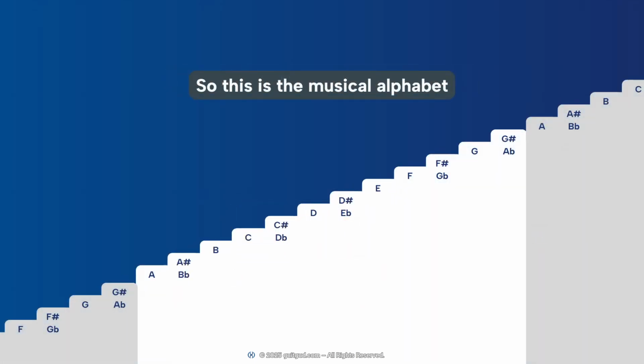So this is the musical alphabet. This is all you need to know regarding what the notes are, what sharps and flats are, and where they're located, as well as what an octave is and how it can be visualized. Really hope it makes sense to a lot of you and helped you understand what the notes are in music. Next, we're going to be dealing with intervals.